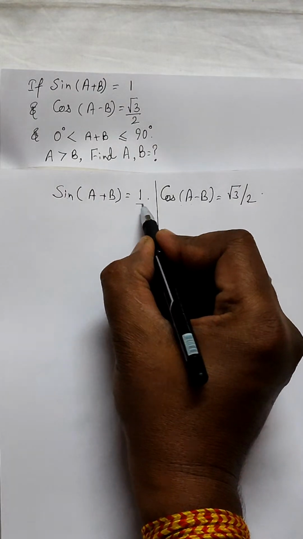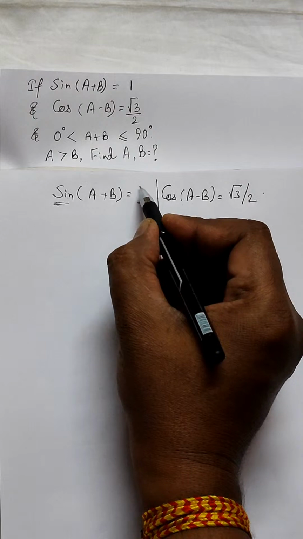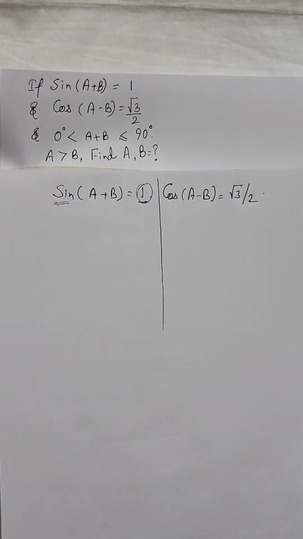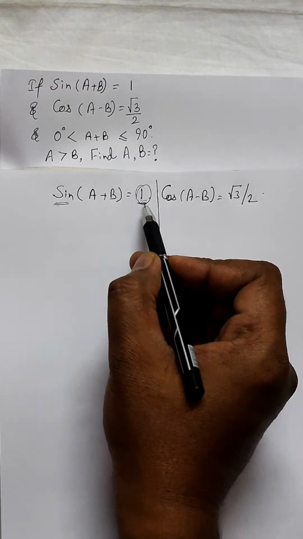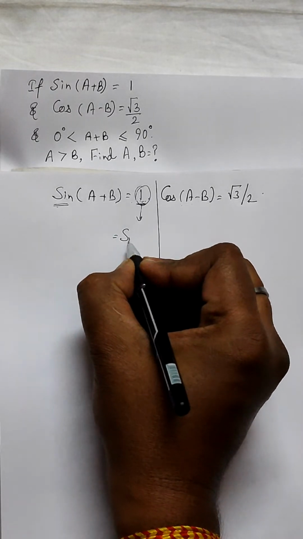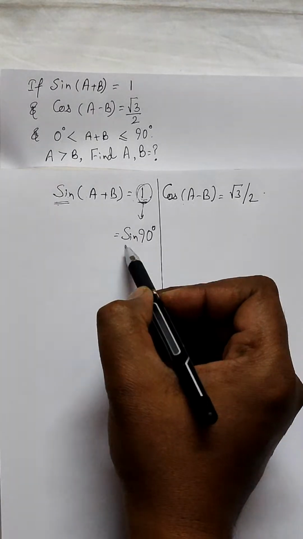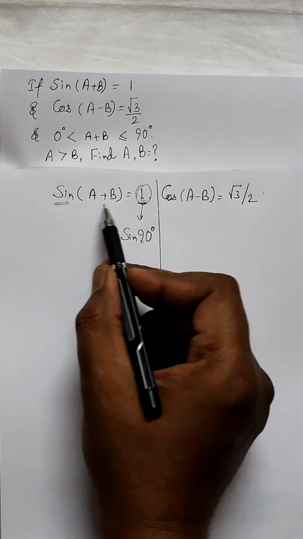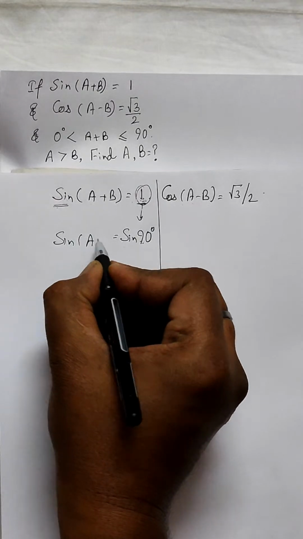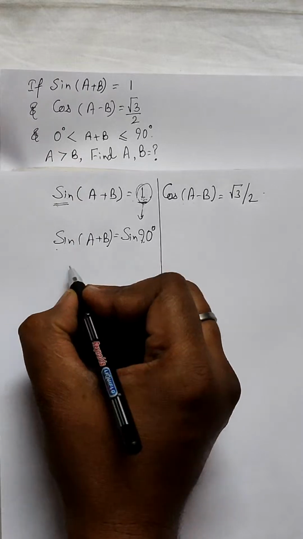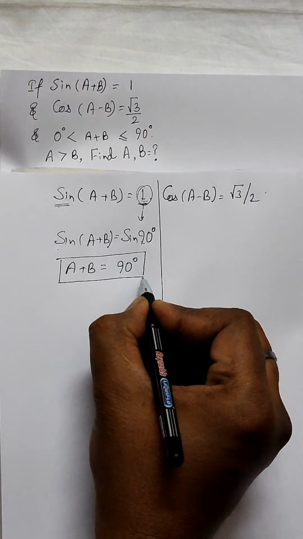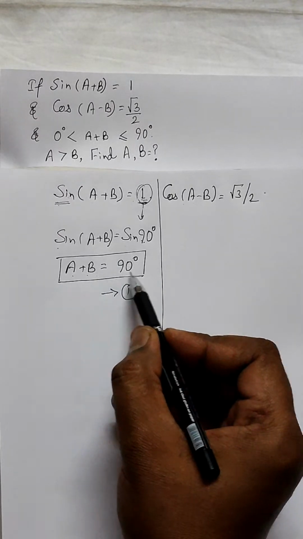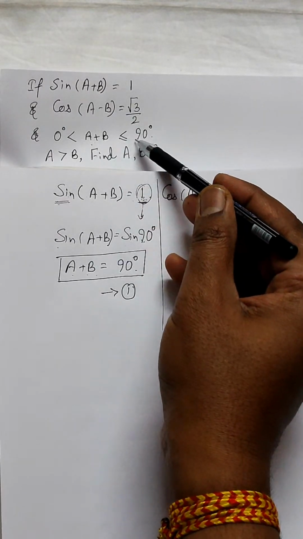Students, we know that in the table of sine, the value 1 is coming at 90 degrees. So sine of 90 degrees gives us a value of 1. So in place of this 1, can't we write sine of 90 degrees, right? And sine of a plus b, which is on the LHS, just keep it as it is. Now just remove the sine and you will get a plus b as 90 degrees. So this will be our equation number 1, right? You can see a plus b is 90 degrees, and this satisfies the criterion a plus b less than or equal to 90 degrees, right?